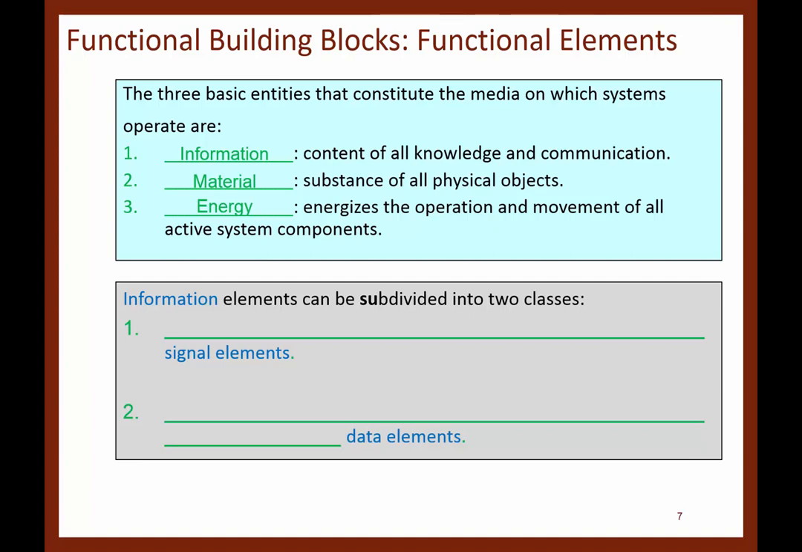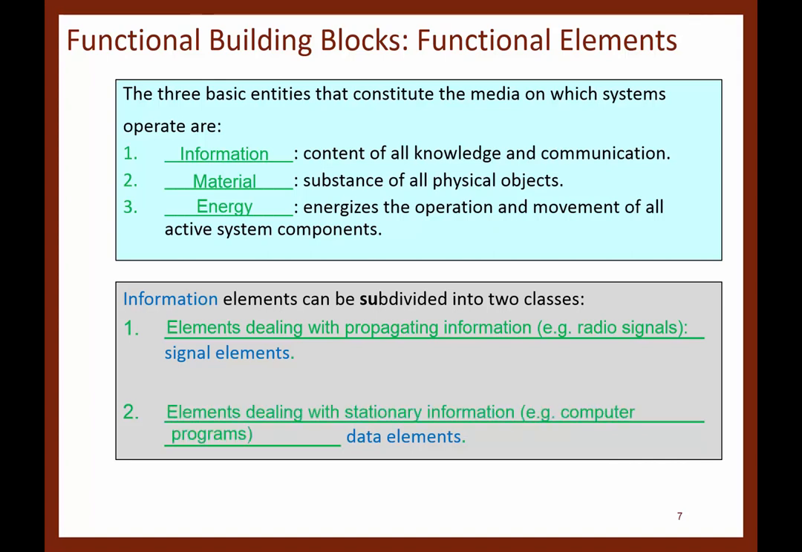So when we talk about information, these elements can also be subdivided into two classes. The first one is the elements dealing with propagating information, for example, the radio signals or signal elements. And the second one is the elements dealing with stationary information, such as the computer programs. These are data elements. So signal elements and data elements are part of this group that is called information. And every system will deal with these three areas. Okay, so these are basic entities that constitute the media for a system operation.